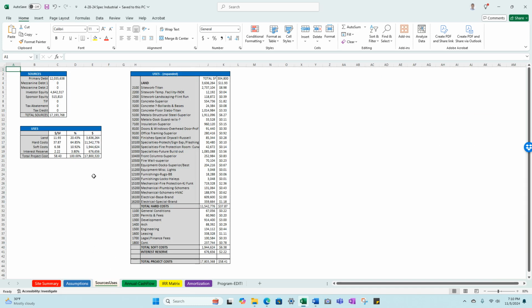I've got a sources and uses tab. You can see that right here. Land is about $12 per square foot. Hard costs are a total of $39 a square foot. Soft costs are $6. Interest reserve is $2 per square foot for a total project cost of $58 a square foot. Again, this is really low due to it being 5 years ago, and then a market where it's less expensive.